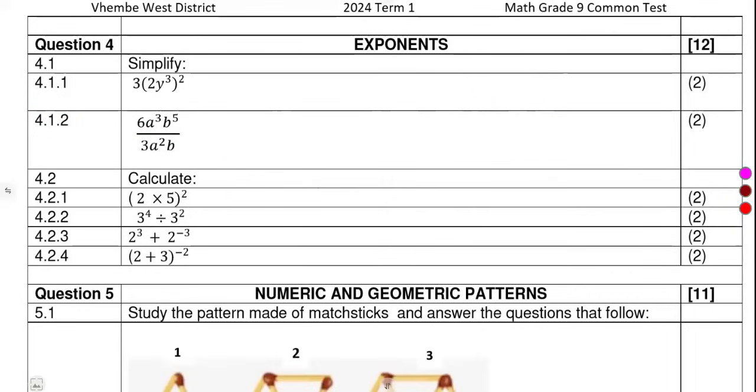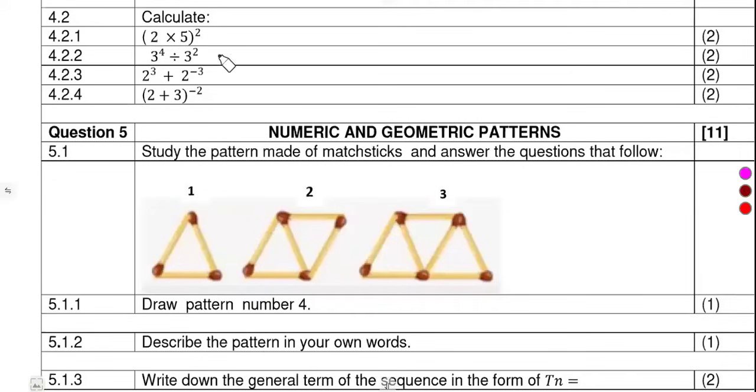And we are done. All right, let's consider 4.2, 2 times 5, but everything is raised to the exponent of 2. So what is 2 times 5? 2 times 5, that is 10. To the exponent of 2, 10 times 10, 100.